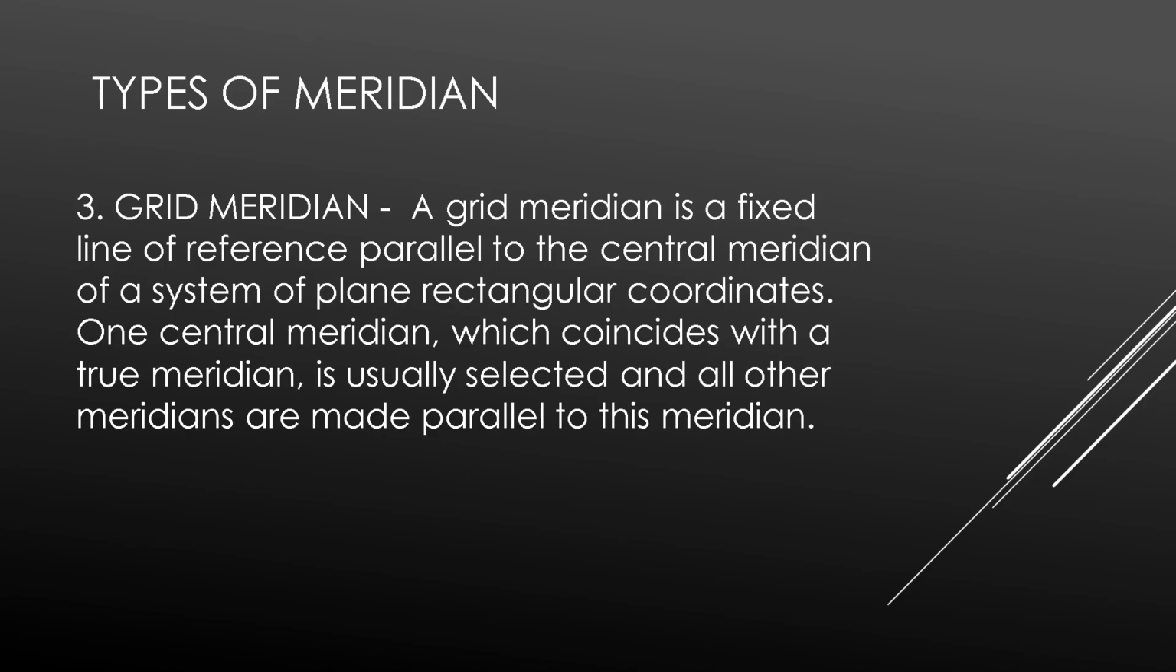This arrangement makes it easier to determine and represent the positions and directions of points on a map using a rectangular coordinate system. So, unlike true meridians, which converge toward the geographic poles, grid meridians are considered parallel within the grid system. This makes the grid meridian especially useful in surveying, in mapping, and coordinate-based computations.